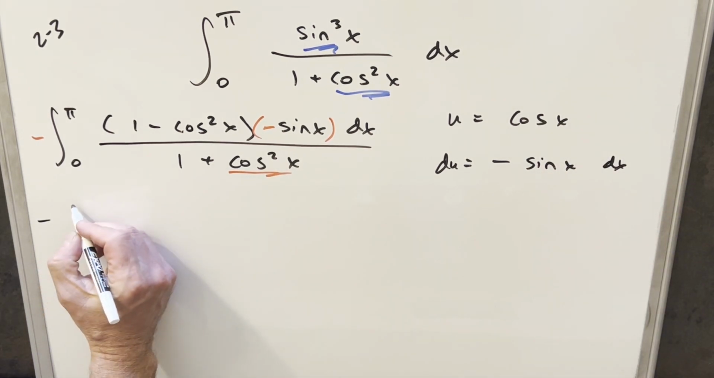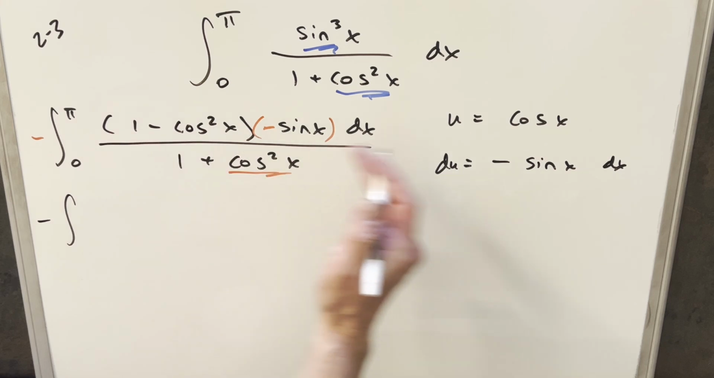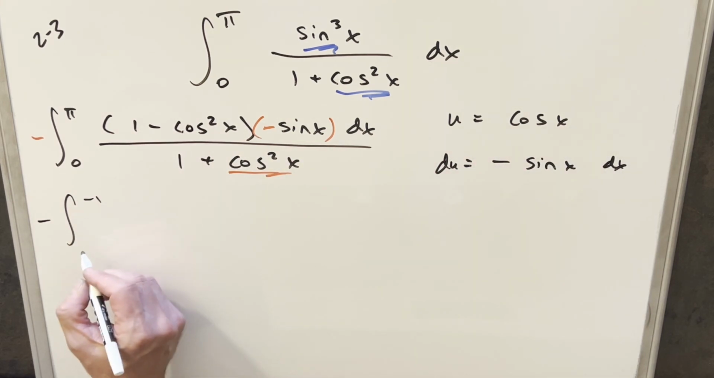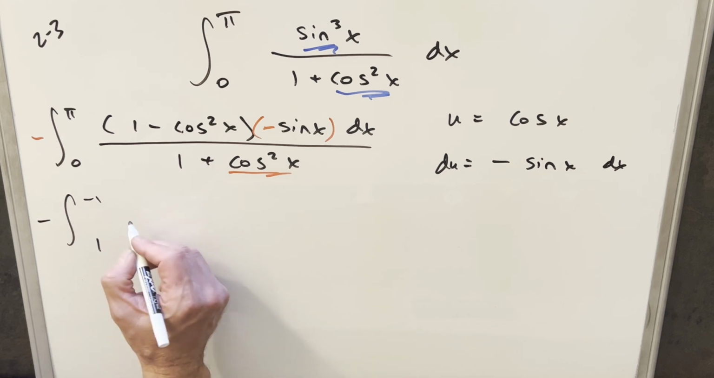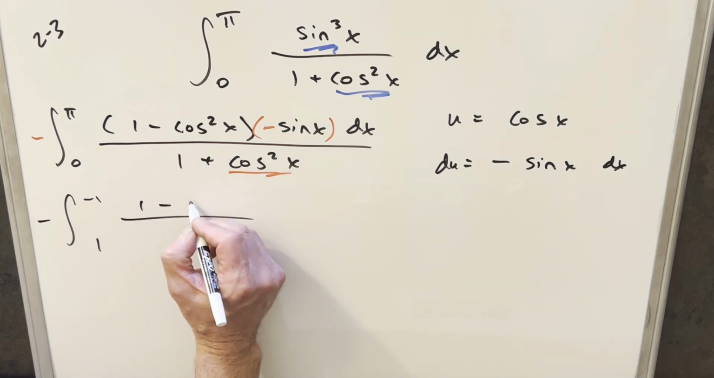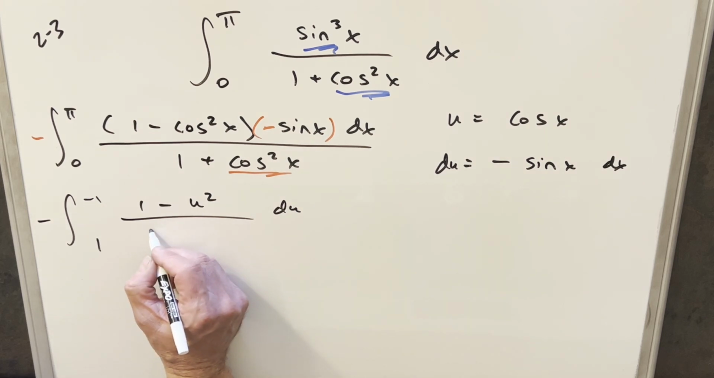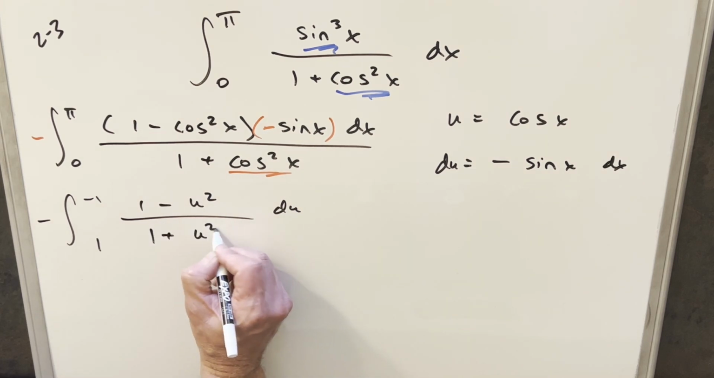So then we'll substitute. First, let's evaluate the bounds. Cosine of pi is just going to be minus 1. Plugging in 0, cosine at 0 is just 1. Then in the numerator, this is going to become 1 minus u squared. This stuff over here is just all du. And then in the denominator, we end up with 1 plus u squared.